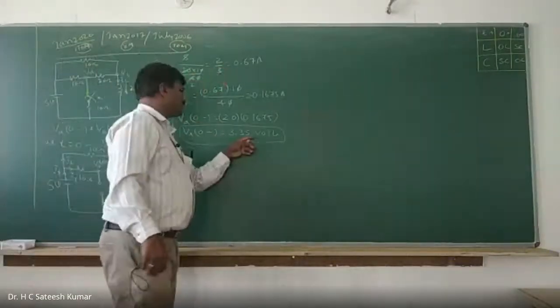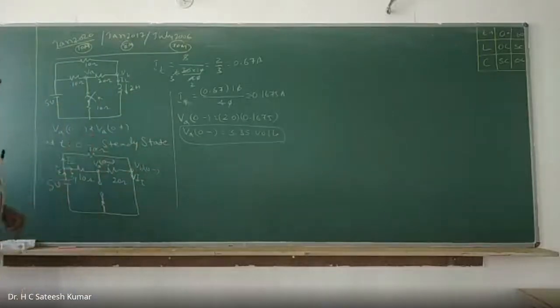Okay, right. It's 0.33, you will get it. Anyhow, 3.33 is fine. 3.35 is also fine. So VA0 minus, we got it. That's it. So now we got 5 marks we will get for this.